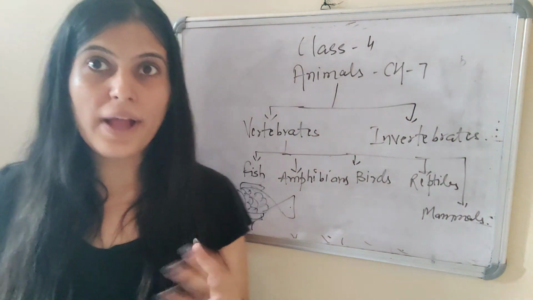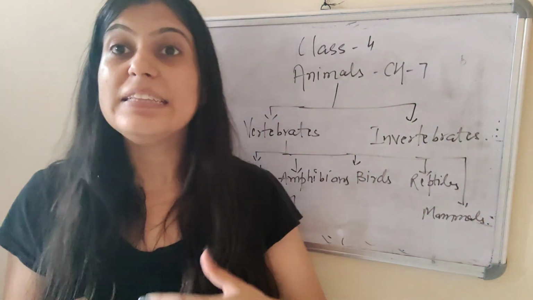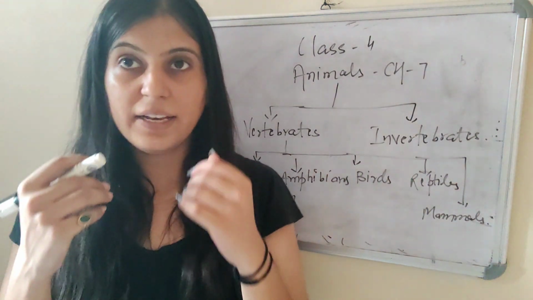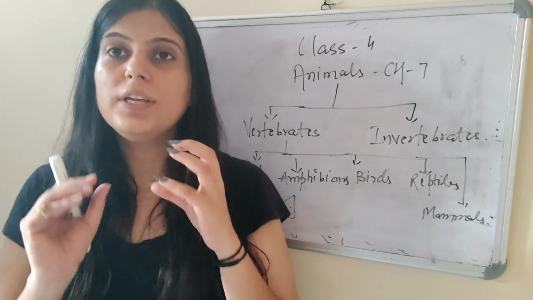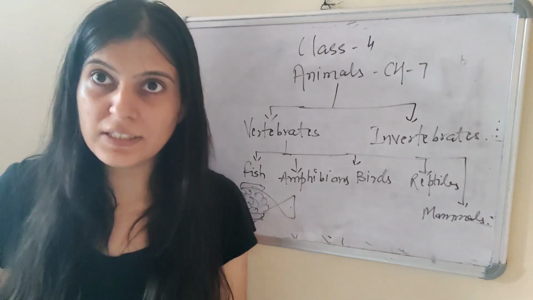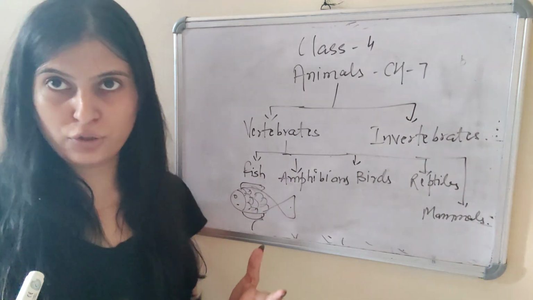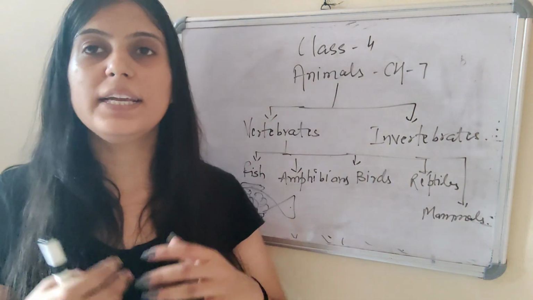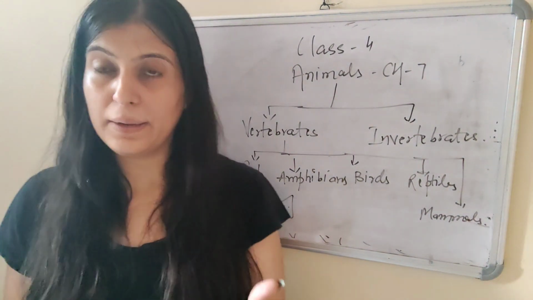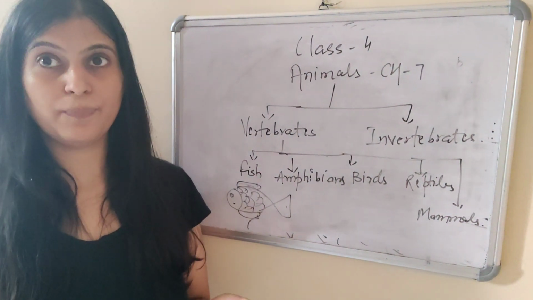Next one is birds. You all must have seen birds. Birds have wings. They have feathers. They are very lightweight. Through the wings, birds can fly into the sky. Also, their body shape helps them to fly into the sky. Also, there are some birds like ostrich which are called flightless birds. They cannot fly because of their weight. They are very heavy. That's why they cannot fly, but they also have wings. That's why they are called flightless birds.